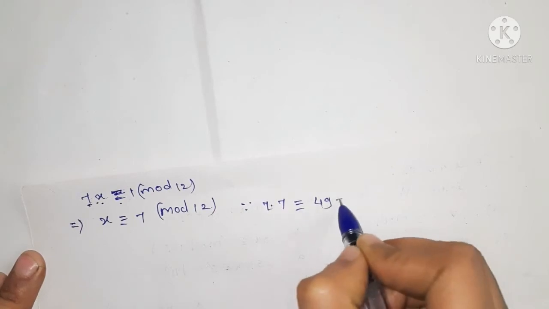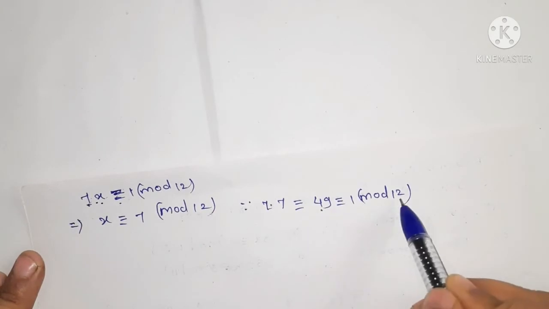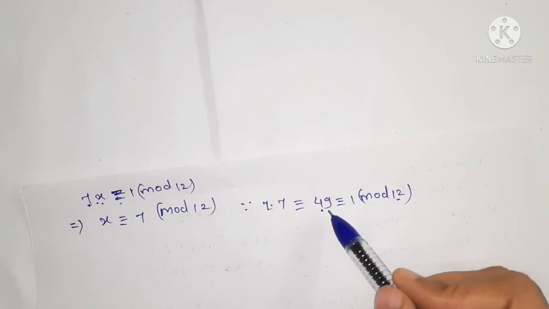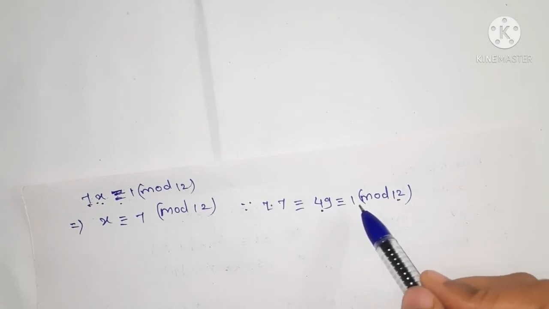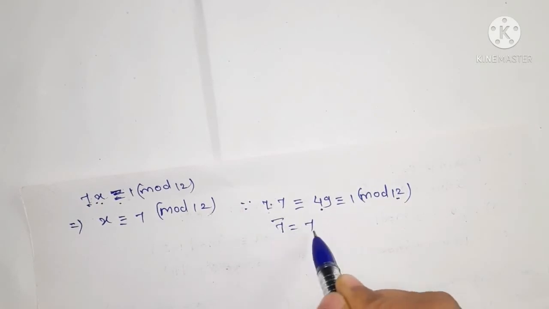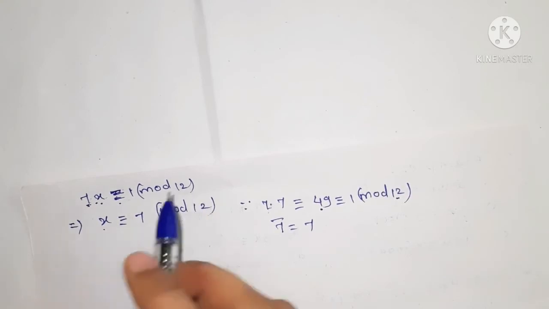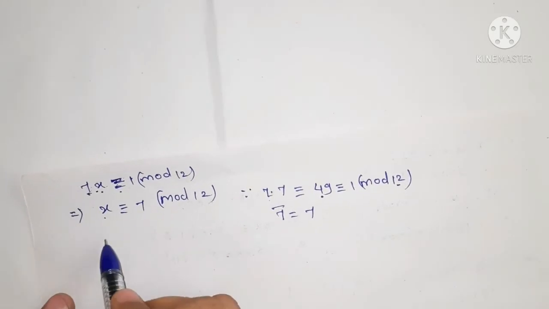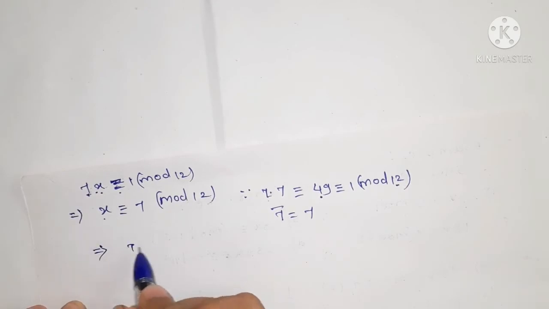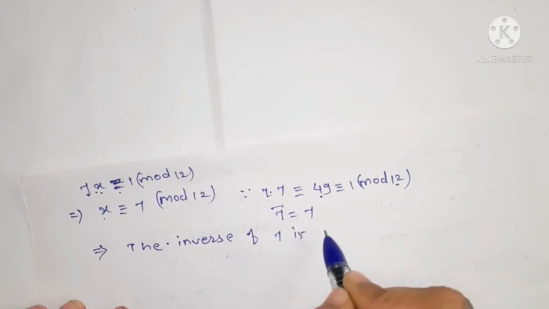is 49, which is congruent to 1 under modulo 12, because when we divide 49 by 12, we get the remainder 1, since 12 times 4 is 48. So we get the remainder 1. So the inverse of 7 is 7 itself. So we have x is congruent to 7 modulo 12, and therefore the inverse of 7 is 7 itself.